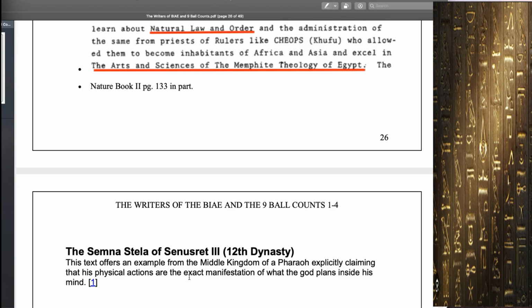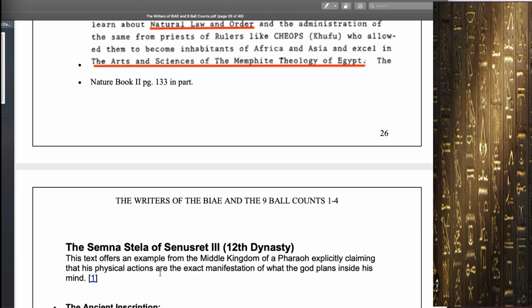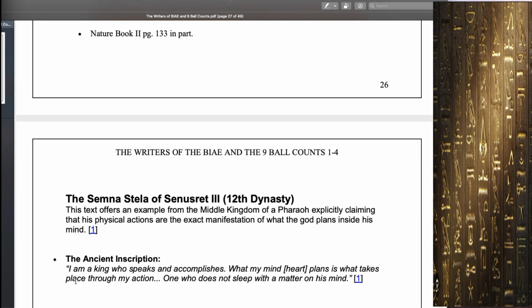The Simna Stele of Senusret III, 12th dynasty. This text offers an example from the Middle Kingdom of Pharaoh, explicitly claiming that his physical actions are the exact manifestation of what the God plans inside his mind. The ancient inscription: I am a king who speaks and accomplishes. What my mind, heart plans is what takes place through my action. One who does not sleep with their matter on his mind.